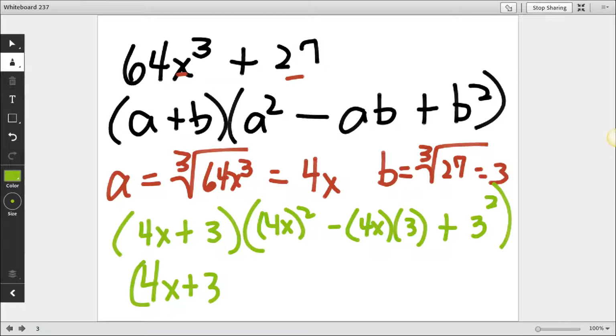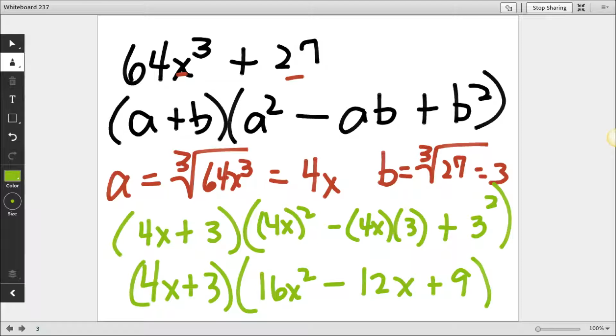And then just simplify it so that we're done. 4x plus 3. 4x squared is 16x squared. 4x times 3 is 12x. 3 squared is 9. And that's factored.